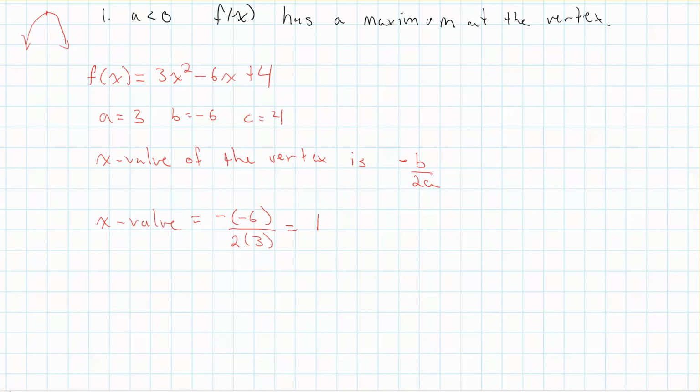Then I need the y value, but all I do to get the y value is I just evaluate f at 1, which is 3 times 1 squared minus 6 times 1 plus 4, which this would be 3 minus 6 plus 4, which would be minus 1.